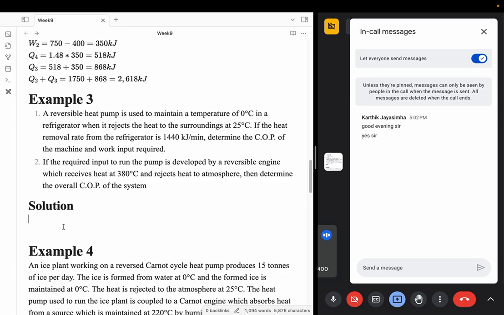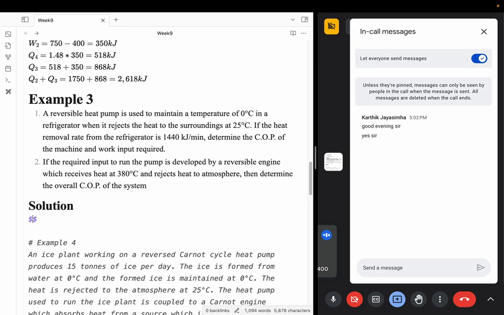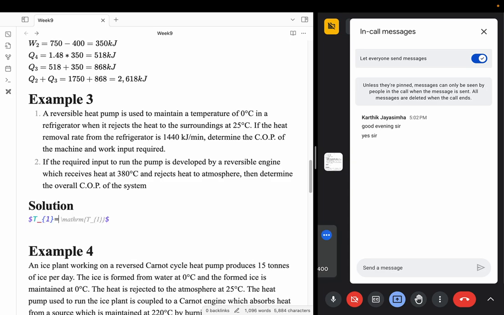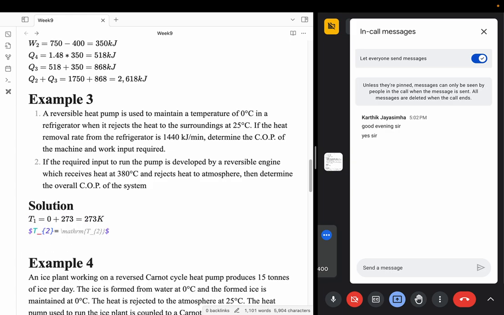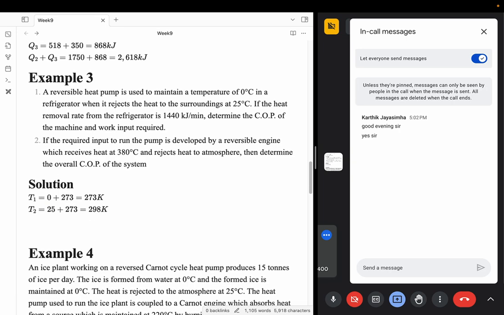For the first problem, just as usual, we note down and convert everything from Celsius to Kelvin. So T1 is at 0 degrees Celsius. Q1 is the heat removed from the refrigerator. Since T1 refers to 0 Celsius, I will call that Q1, just to be consistent with the units. I'm converting that into kilojoule per second.